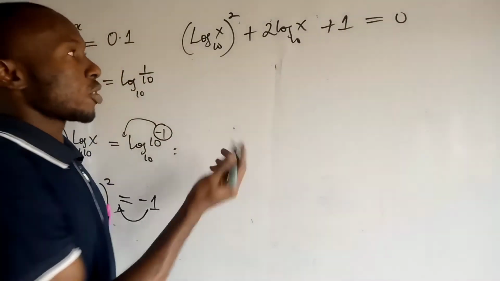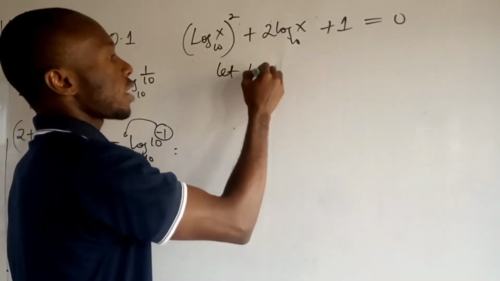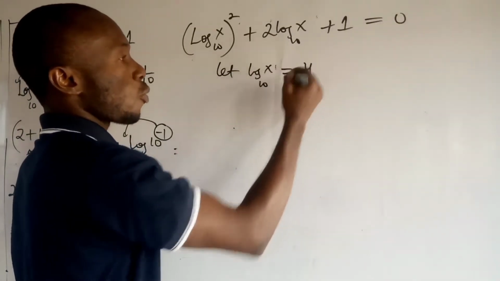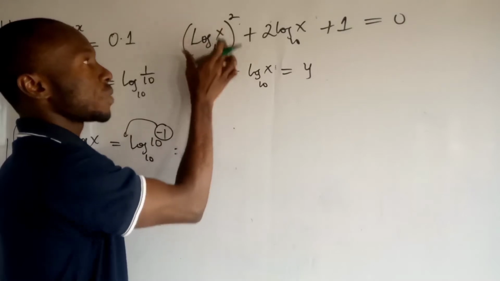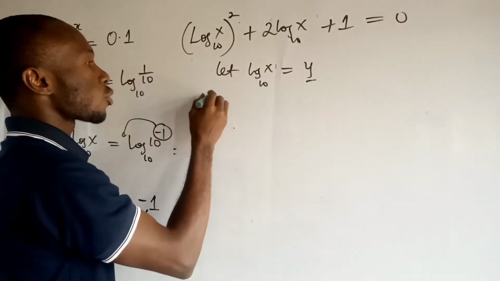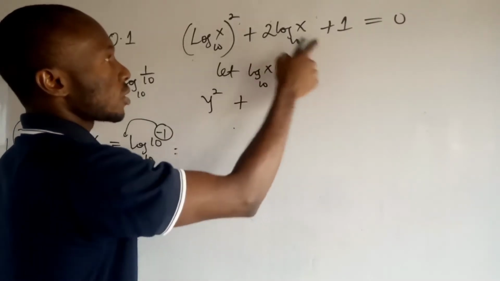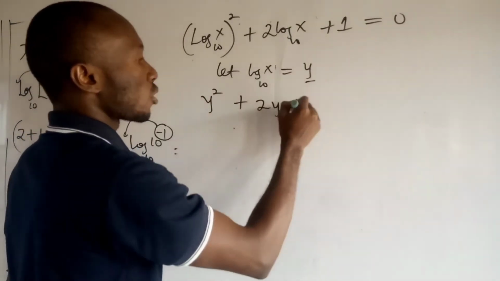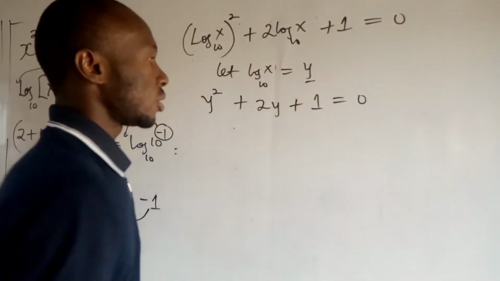Now, at this point, I will just say let log x base 10 be equal to y. So wherever I see log x base 10, I will just replace it with y. So here becomes y squared plus 2y, then plus 1 is equal to 0.